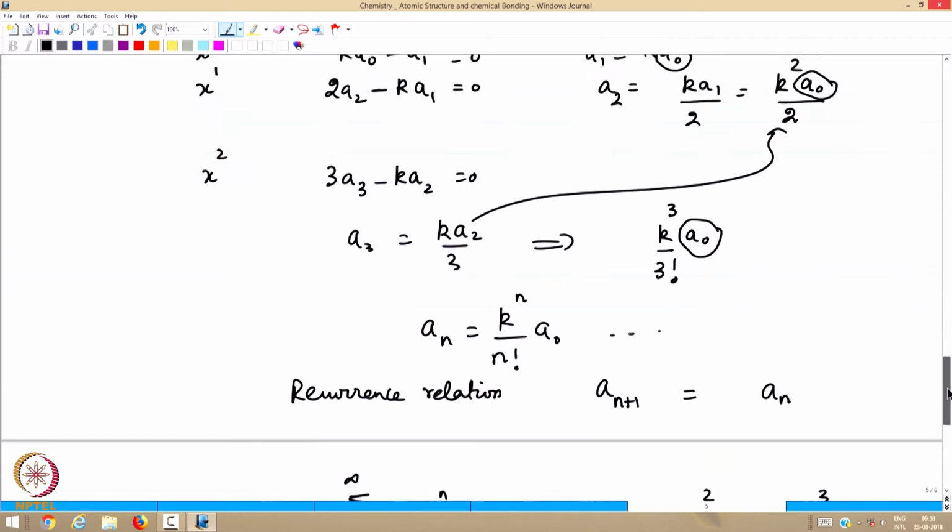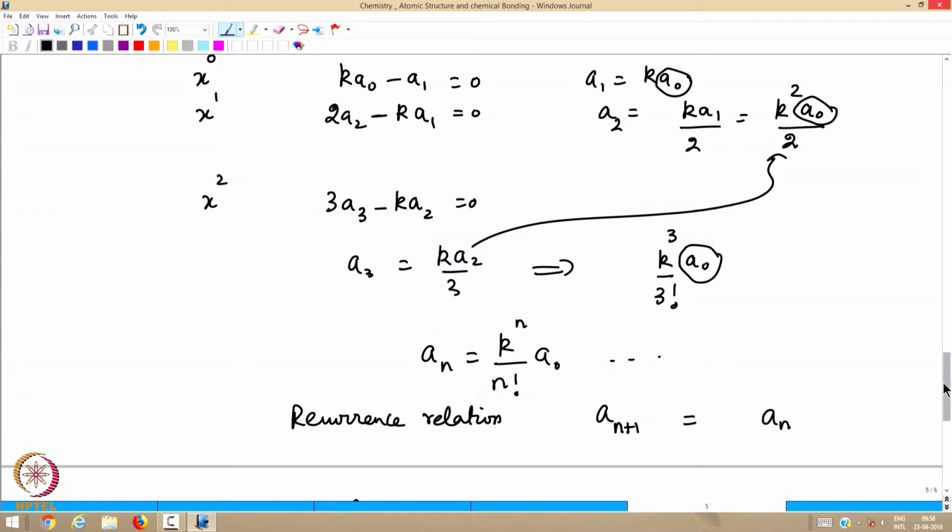Now, if you look at that, the coefficient a n plus 1 is connected to the coefficient a n by this relation, k by n plus 1. Okay. Now, you can see that when n is 0, this is k times a1, and therefore it is k times a naught. When n is 2, it is k by 3 a2, this is a3, this will be a2.